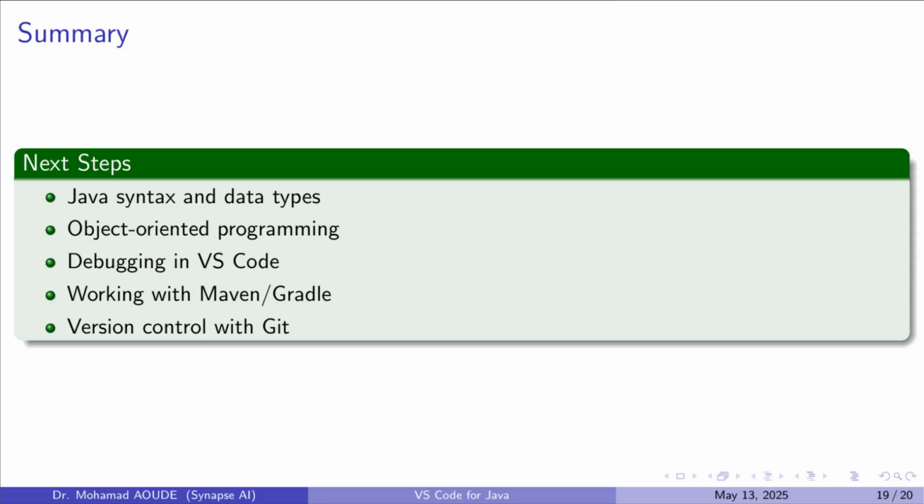Now that your tools are ready, you are set to begin the exciting part, learning programming concepts in Java. Our next steps will involve diving into Java syntax and data types, how to declare variables, and work with different kinds of information. We'll start introducing programming concepts which Java is built upon. You'll continue practicing debugging to understand program flow and fix issues. We'll also explore working with build tools like Maven or Gradle in more detail and using version control with Git effectively.